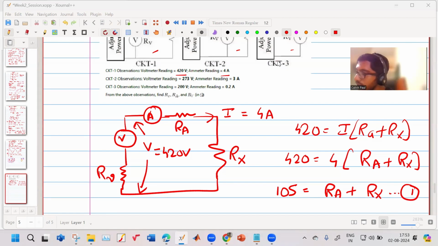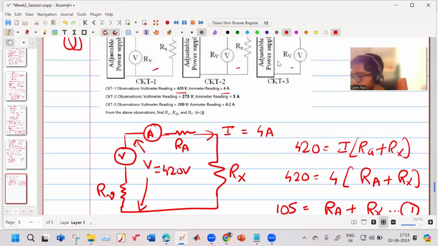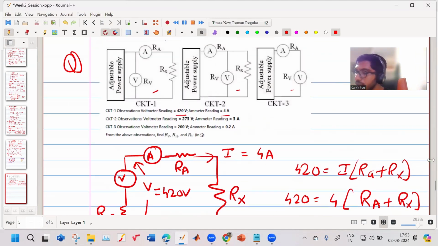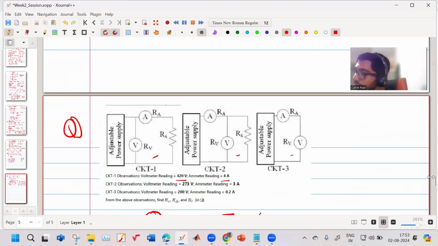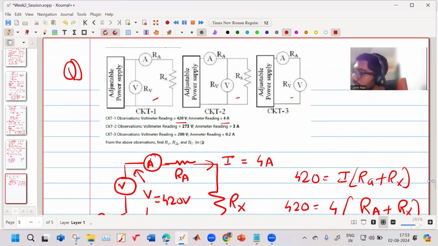Okay, so I have actually started solving sums. Now we used circuit 1 and we found out some relation of RA and Rx. Now we are to use circuit 2. I will replace circuit 2 by its equivalent resistance and everything.